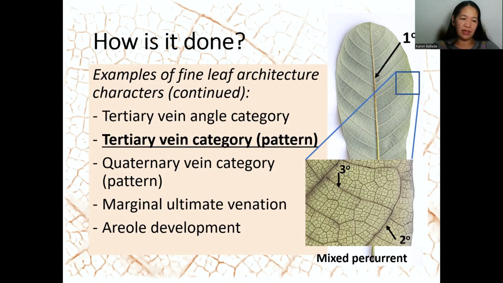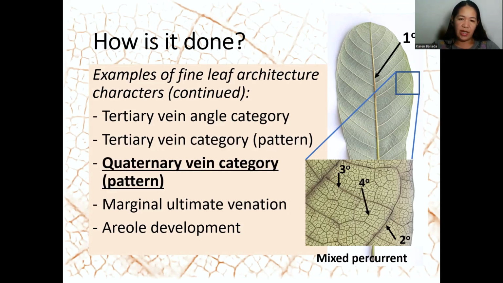Opposite percurrent: the majority of the tertiaries cross between adjacent secondaries in a parallel path without branching. They can be straight, convex, sinuous, or forming a chevron. So there are different features on this one. But for my specimen, this is considered to be a mixed percurrent, because the tertiaries have both opposite and alternate percurrent courses.